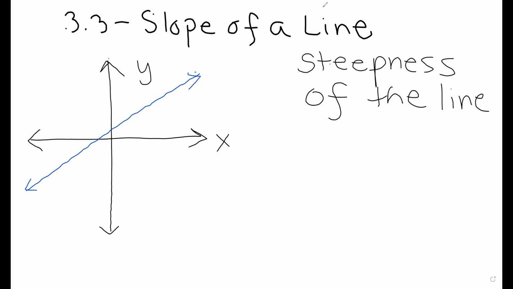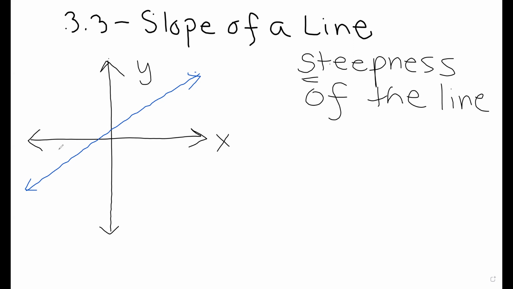Okay, the third section in chapter 3 of linear equations and graphing lines. And as we graph lines, we talked about graphing by plotting points and talked about the intercepts. Now we're going to talk about the slope of a line. And the slope of a line is basically the steepness of a line.